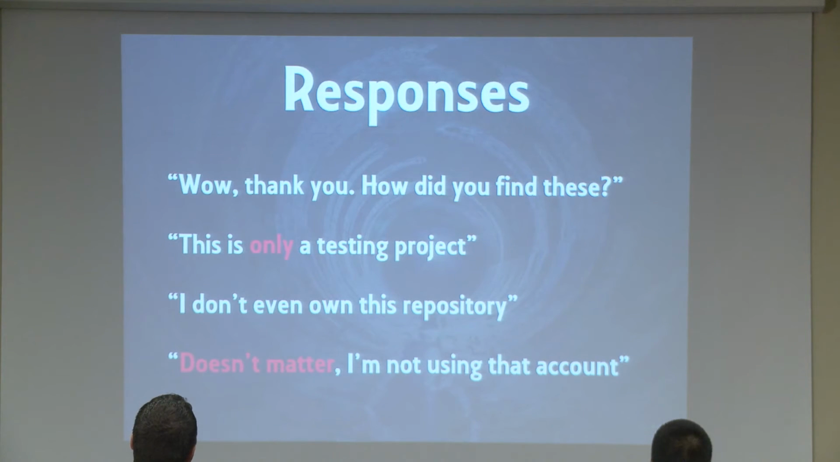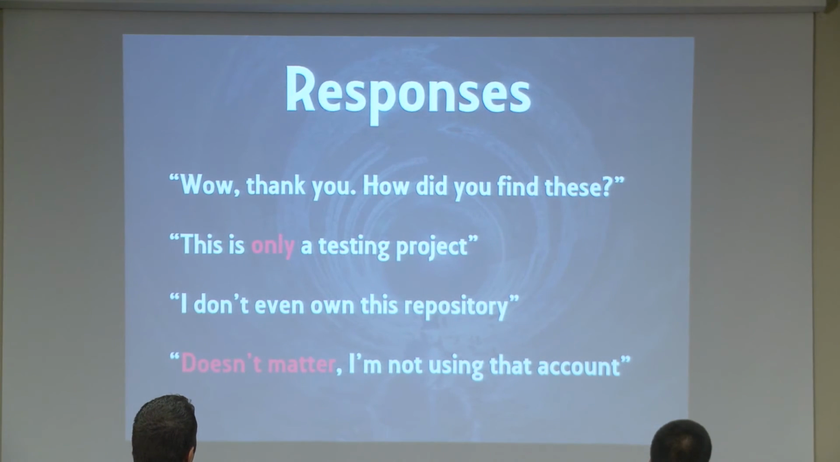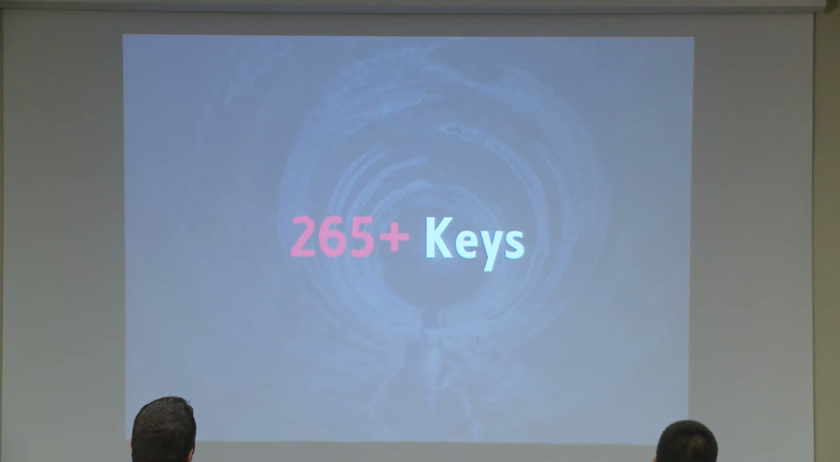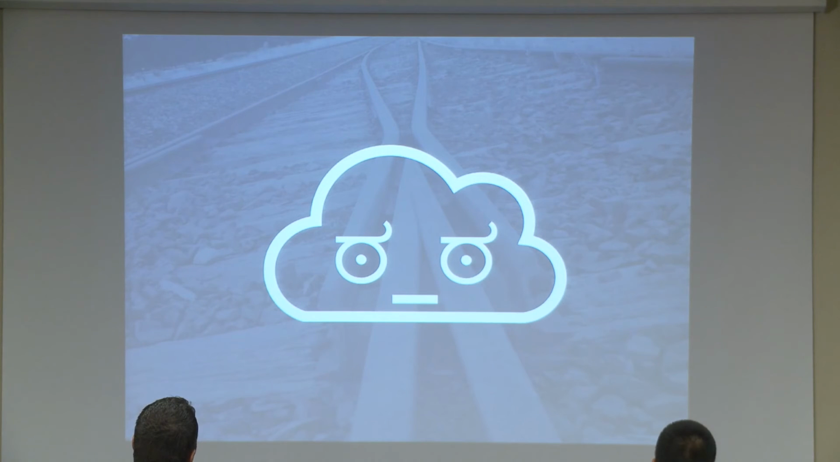The responses were kind of varied. Some people were really thankful, and they wanted to know how we actually found these issues. Other people were like, well, it's a testing project, so I don't care. But there's not really such things as testing credit cards, so still useful for me. I don't even own this repository, or it doesn't matter, I'm not using the account. So far, last time I talked to Kyle, he's verified and notified 265 people of these keys we found. That's not good. That's a lot of keys.